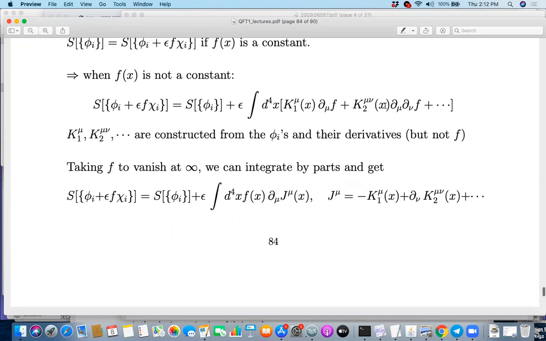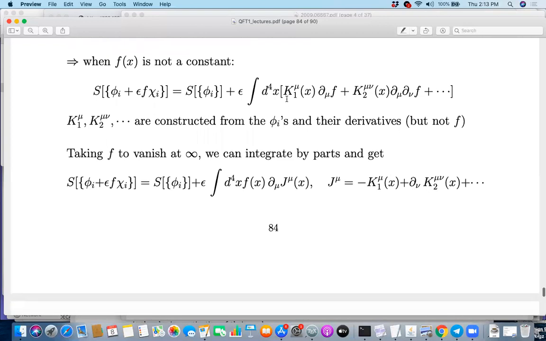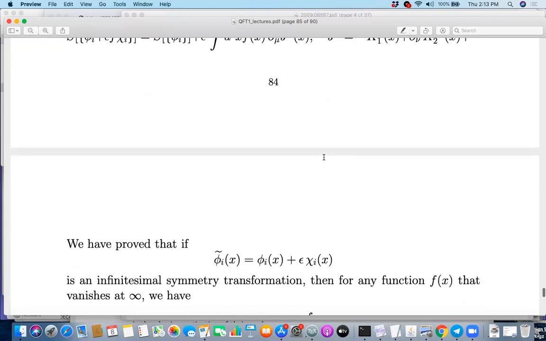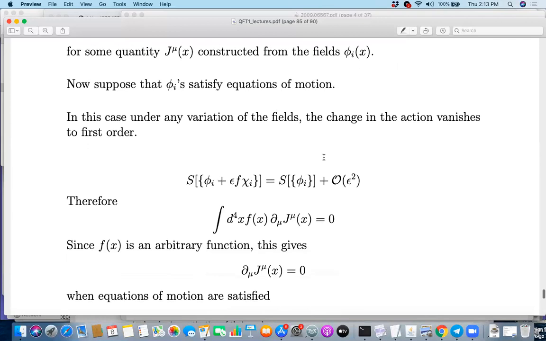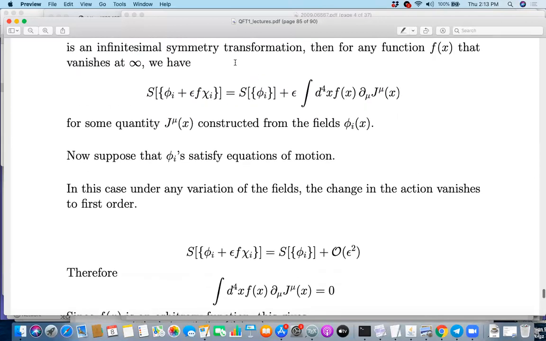So all of these q1 mu, k2 mu, etc., they depend on the fields. They are constructed from the fields, but they are totally independent of f. And of course, the transformation parameter has been taken out, so they don't also depend on the symmetric transformation parameter. So this is the general relation based on symmetry.